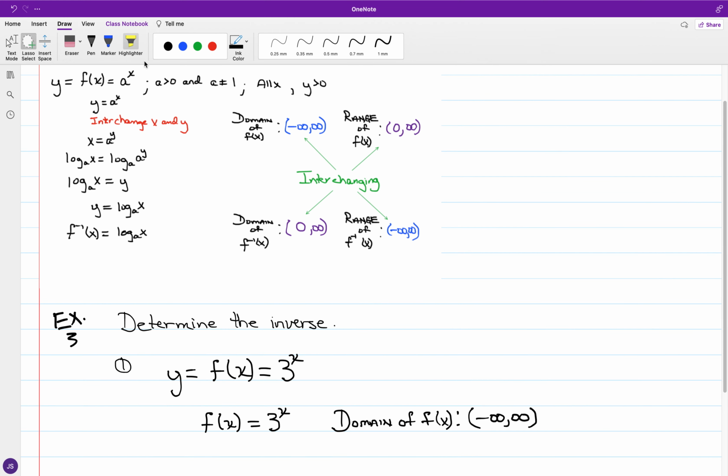And for the range, whatever I have for 3 to the x, regardless of whether x is negative, 0, or positive, 3 to the x is going to stay positive. So just keep that in mind. You're going to have that y is greater than 0, and that is going to define the range of this function once again.